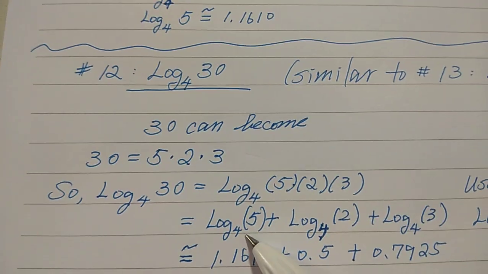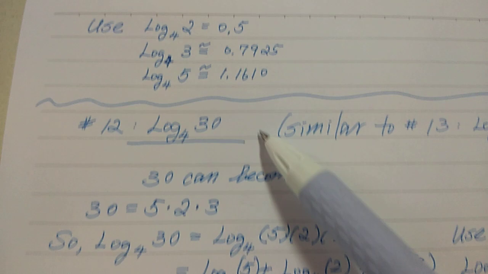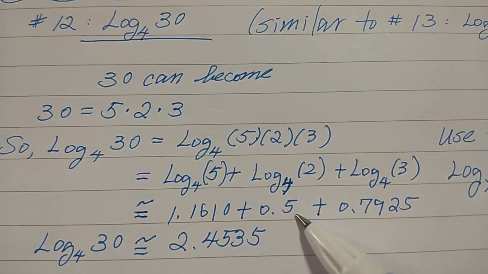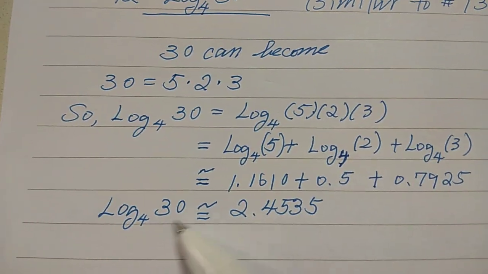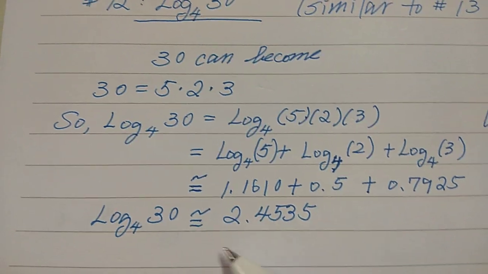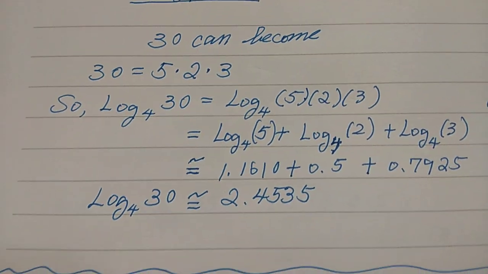And then based on these things, you can now use these values. Log of 5 is 1.1610, so you replace this with 1.1610. This is 0.5, this one is this, and then you just add them together to get your approximate answer. Okay, this is how we can approximate. So use the same method to do question 13.